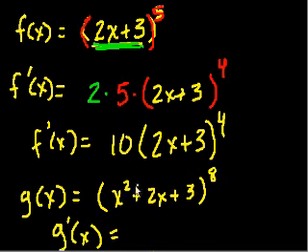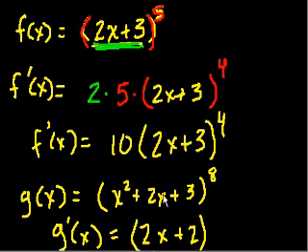We take the derivative of the inside. This is called the chain. We take the derivative of the inside. What's the derivative of the inside? It's 2x plus 2 plus 0, right? And then we take the derivative of the whole thing, and we just pretend like this whole expression, x squared plus 2x plus 3, is just like the variable x.